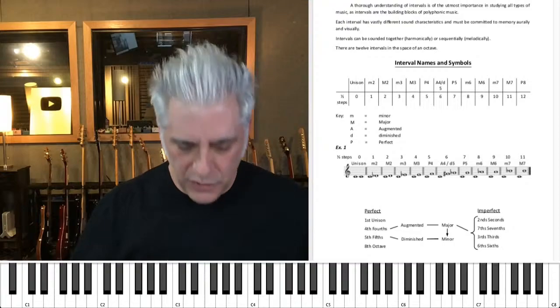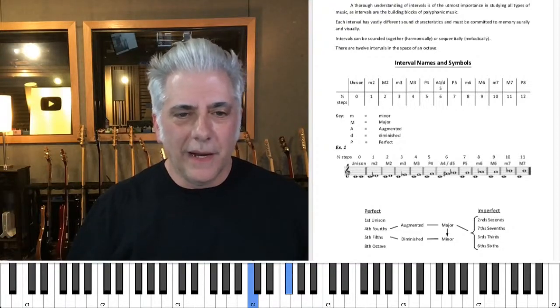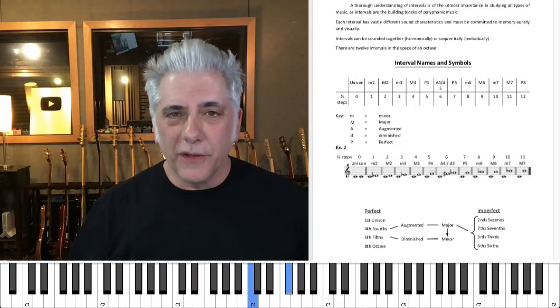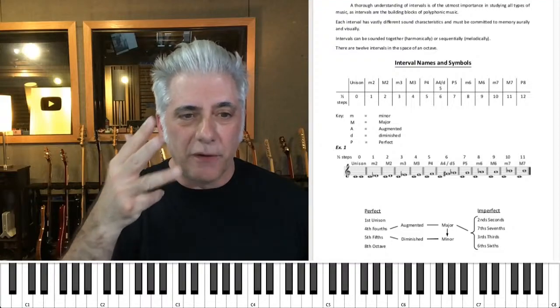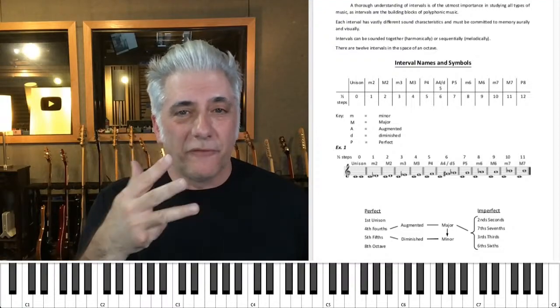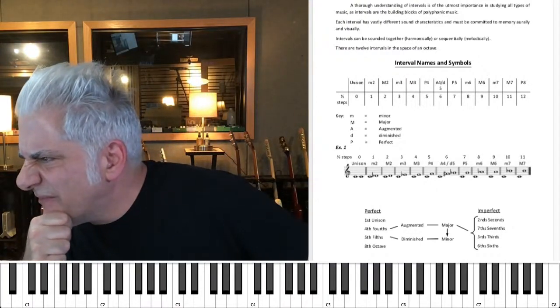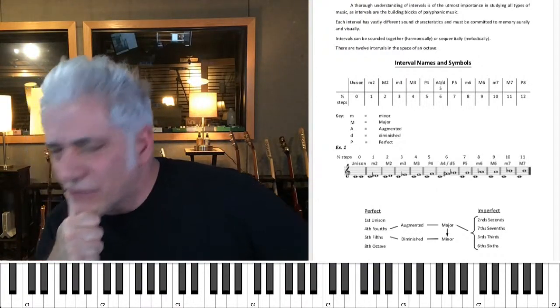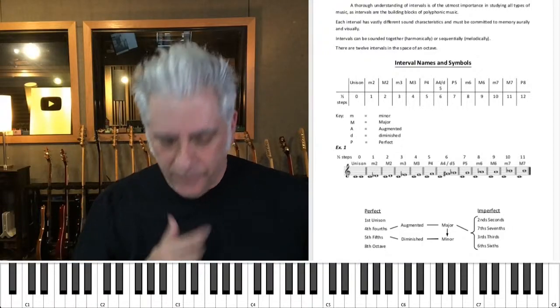This can get confusing. C to F sharp, well, this is an augmented 4th if it's F sharp. So you get C, D, E, F. 4 letter names span, so it's some type of 4th. But if you count the half steps and look at your chart, that's 6 half steps spanned. That's actually an augmented 4th.